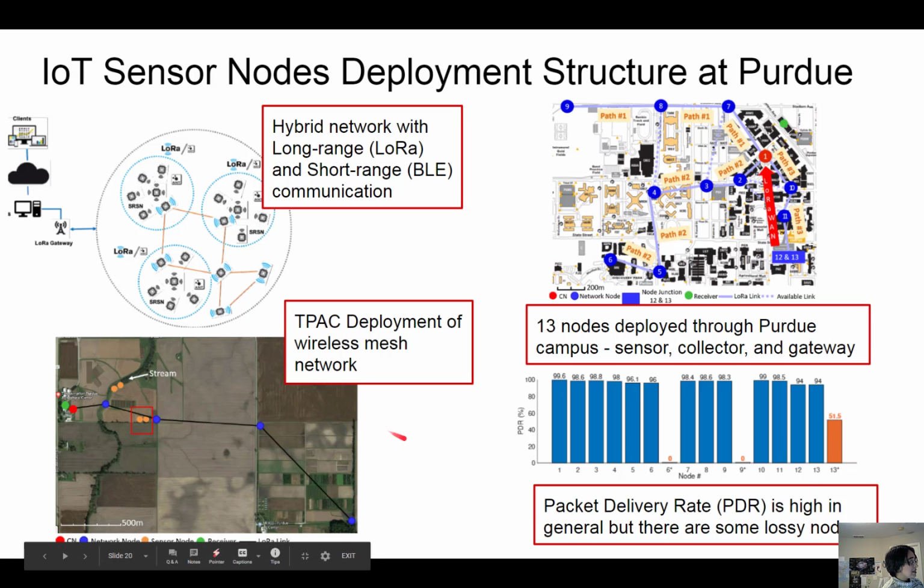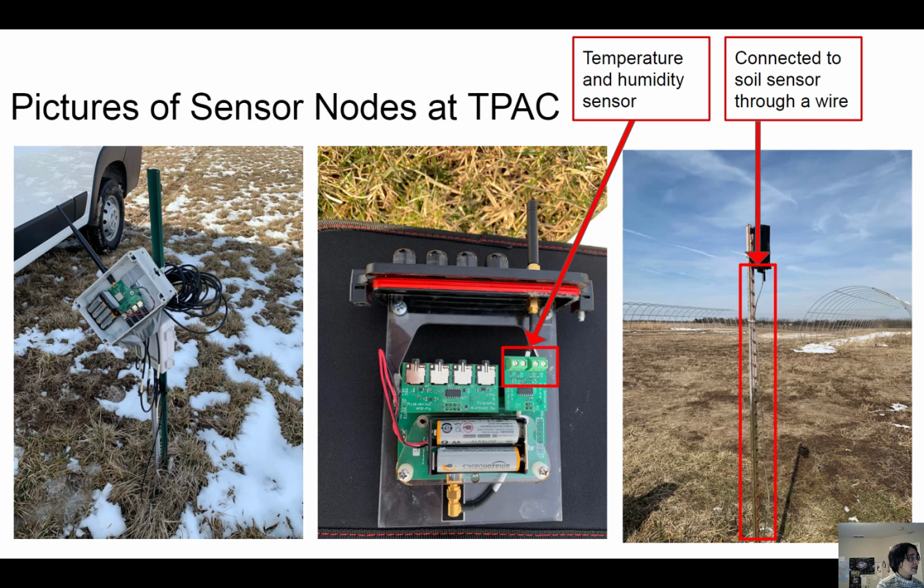Here we see the TPAC, which is an experimental farm at Purdue, deployment of a wireless mesh network. And here we have two kinds of networking. We have the long-range LoRa and the short-range BLE communication. And finally, these are some examples of these sensor nodes. You have a temperature and humidity sensor node, and here how the sensor is connected through a wire to the embedded board, which is outside the soil.